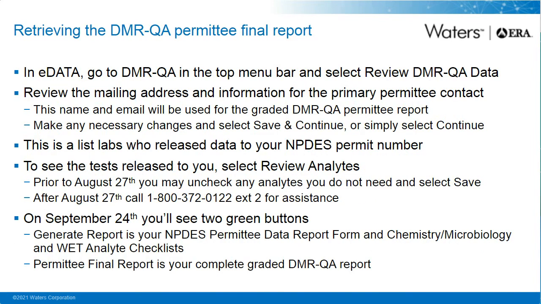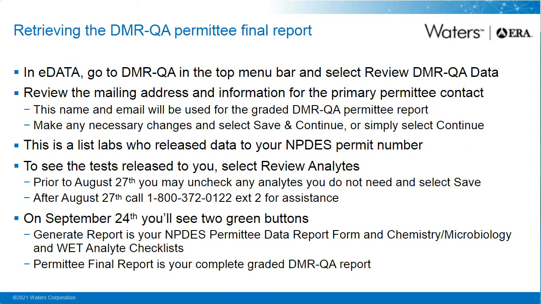Permittees can log into EData, go to DMR-QA in the top menu bar, and select Review DMR-QA Data. When you get to this page, please review the mailing address and the primary permittee contact information, because this is the contact that will be listed on the DMR-QA permittee final report, and will receive that report by email if that's your preference. If you make any changes here, select Save and Continue.